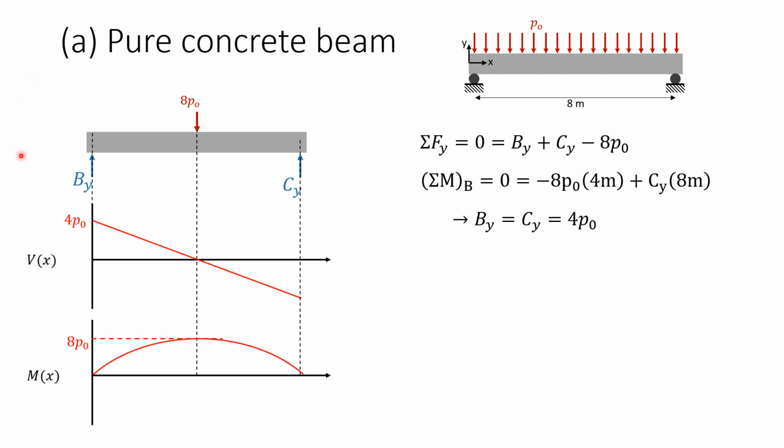Now we might look at this and ask how the moment can have the same units as p naught. Our distributed load, p naught, has units of newtons per meter, but we multiplied it by 8 meters here, and then multiplied it again by 4 meters here. So it does actually have the correct units here of newtons times meters. It's just that we've already subbed in our numerical values for the lengths.